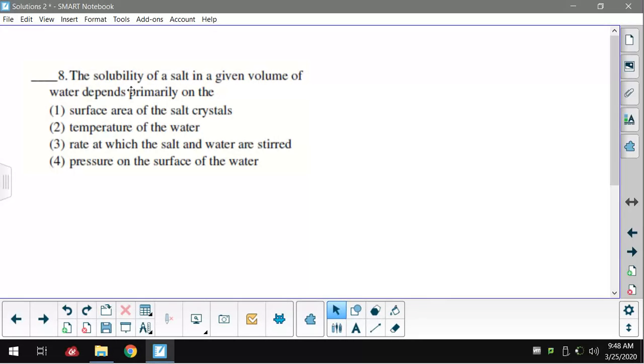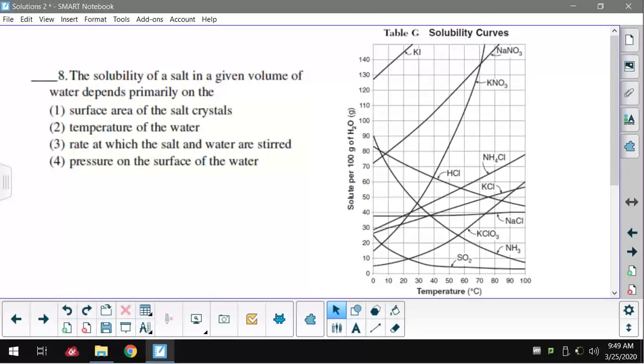Number 8 says the solubility of a salt in a given volume of water depends primarily on, well, solubility, as you can tell from table G, is primarily based upon the temperature of the solution, the temperature of the water. You can see the salts, these here, they're all solubility. The big thing that they're dependent upon is the temperature.